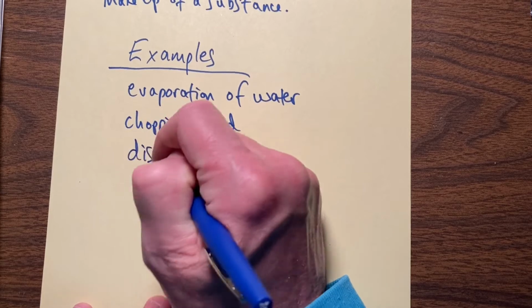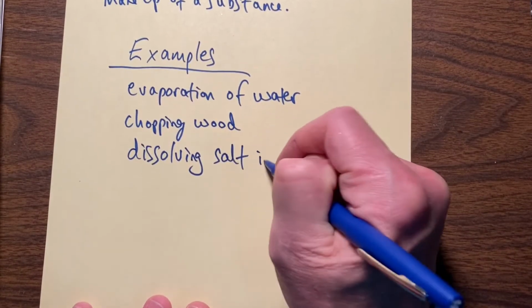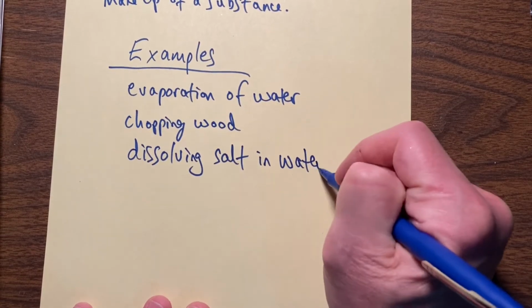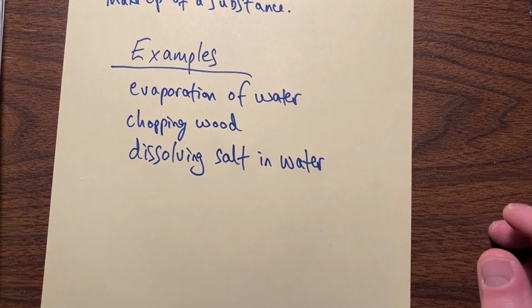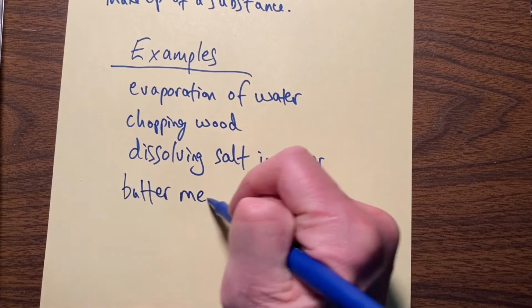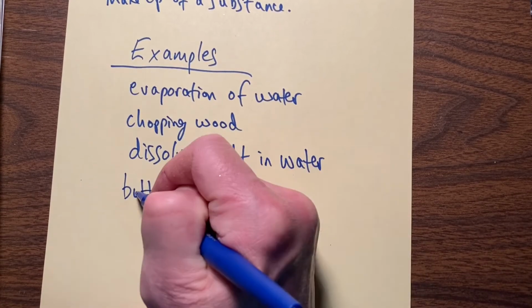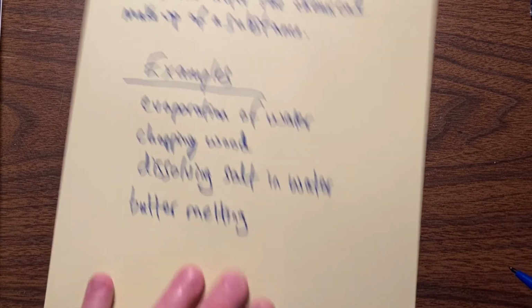Dissolving salt. When you make a mixture, dissolving salt in water, as I showed earlier in the videos, that's a physical change because I can get the salt back. If I just evaporate off the water, I can get the sodium chloride back. Dissolving sugar in water is a physical change. Even melting butter is a physical change because I can cool the melted butter down and I get solid butter back. So I haven't changed the chemical makeup of the substance.